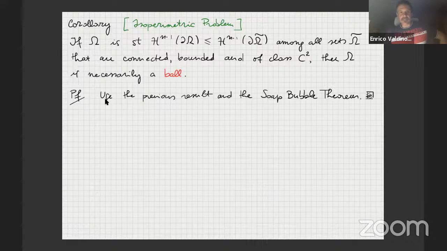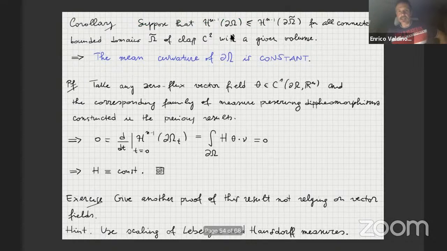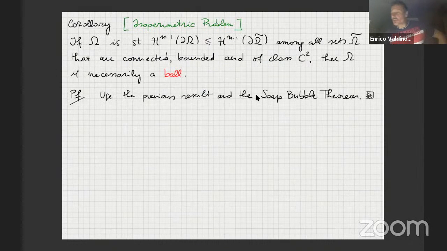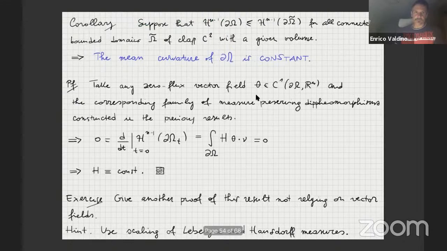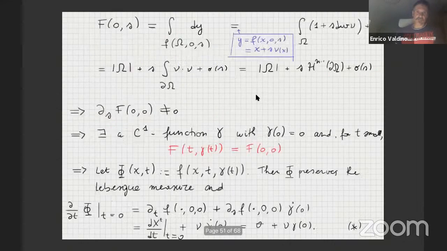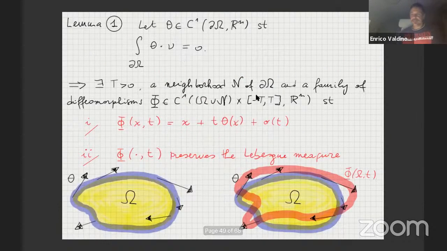And the proof is just use the previous result that tells me that this set omega has constant mean curvature, and then use the subbubble theorem that we proved in the first lecture to say that if it has constant mean curvature, then it is necessarily a ball. Okay, this completes the isoperimetric problem, unless we want to prove this vector field property. Okay, so again, it's a dirty job, but someone has to do it.